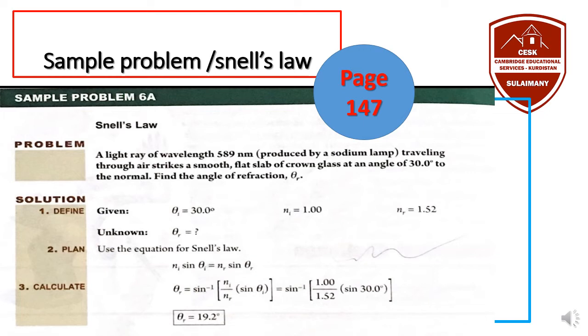Here he simplified because the angle is unknown. We don't need sine theta r. We need theta r. So in this case, you have to take sine inverse. Sine inverse, by clicking your calculator, shift, then click sine. In this case, the answer should be 19.2 degree. This is sample problem.